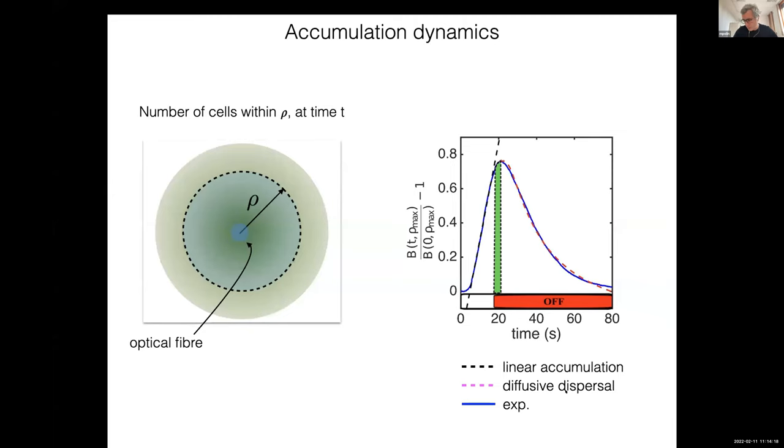The way we did this is to use the integrated image intensity within a disk of radius rho, centered at the location of the optical fiber. Obviously, we did all the tests to check that this was a signal that was linear in the cell concentration. This is an example of a curve of the accumulation and dispersal, appropriately massaged. You see the initial accumulation of the cells when the light is turned on, then the light is turned off, and you get a dispersal. You can do accumulation and dispersal repeatedly and look at these curves as a function of rho.